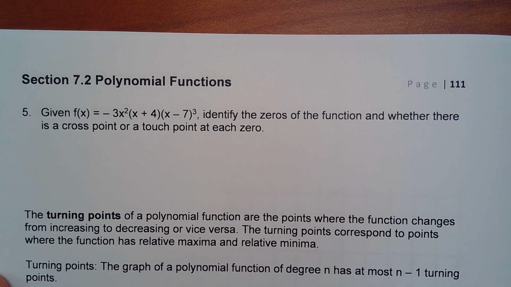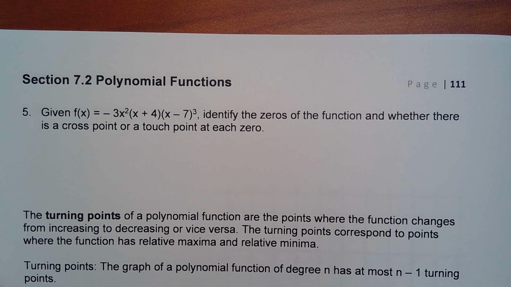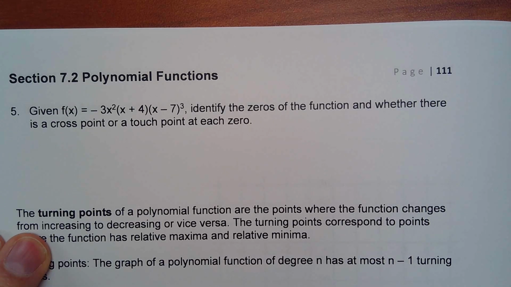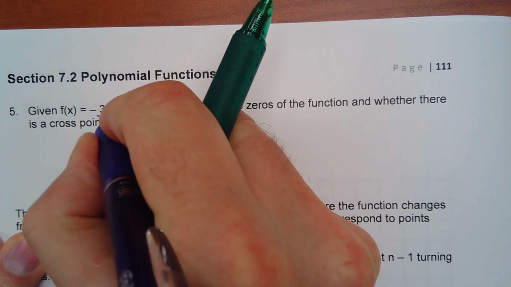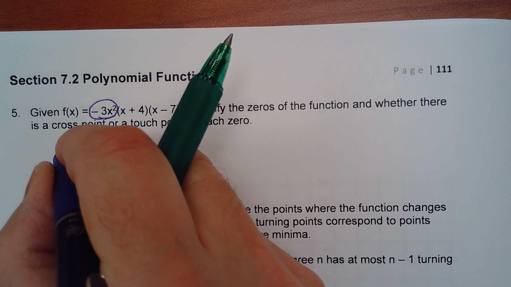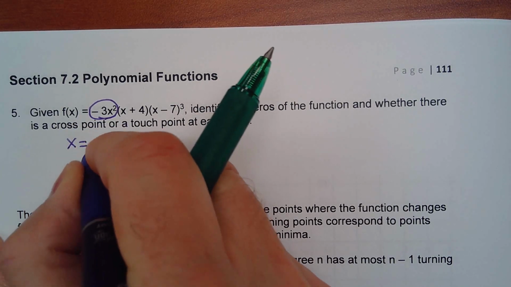So here we're given f of x equals negative 3x squared times x plus 4 times x minus 7 cubed. And we want to identify the zeros of the function and where there is a cross point or touch point at each 0. So the first one I want to look at is this one here. So that will give me a 0 of x equals 0.